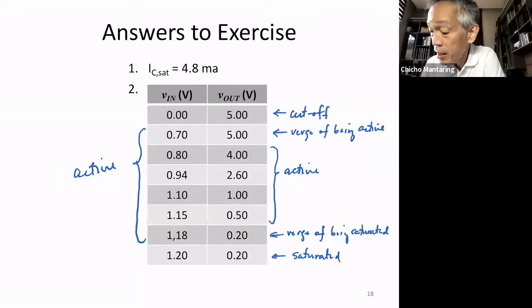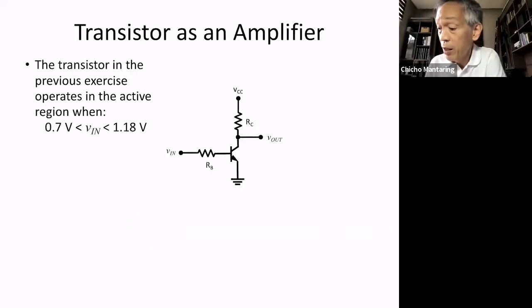Now here, when your input voltage reaches 1.18 volts, it's not shown here, but your collector current is already 4.8 mA. So it is on the verge of being saturated, and your output now is VCE sat. Anything higher than 1.18 volts, your output will be equal to VCE sat. So you can see that anywhere from 0.7 to 1.18, you are in active mode.